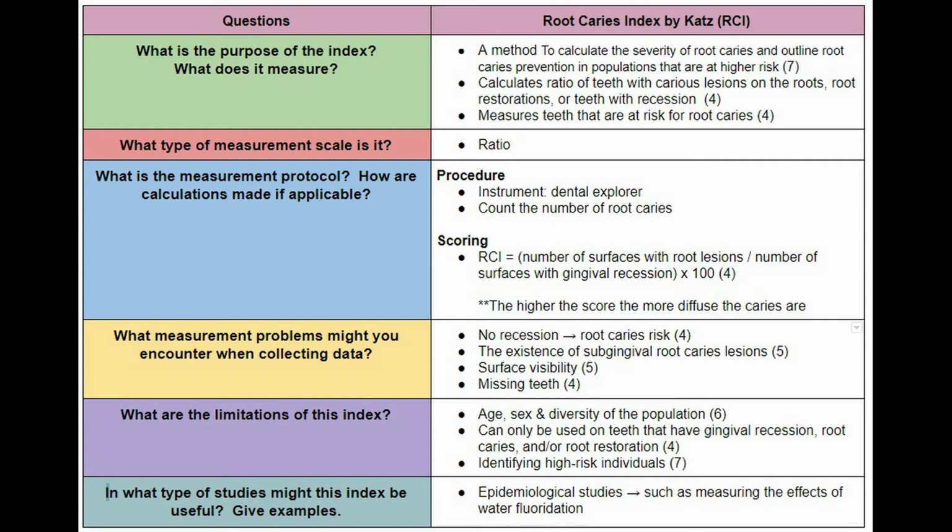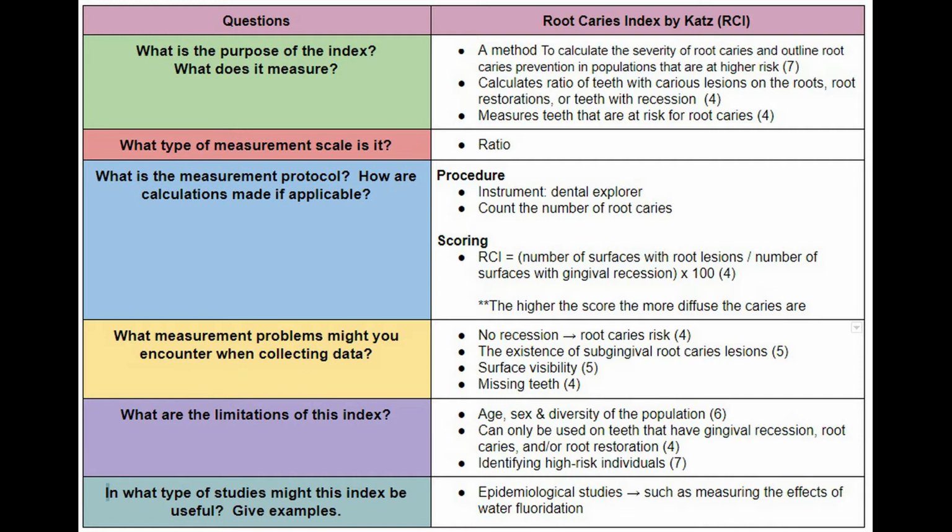Root caries are normally identified by using a dental explorer around the teeth. RCI scoring is normally calculated by counting the number of surfaces with root lesions, dividing it by the number of root surfaces with gingival recession, and then multiplying that number by 100. The higher the score, the more diffuse the caries are.